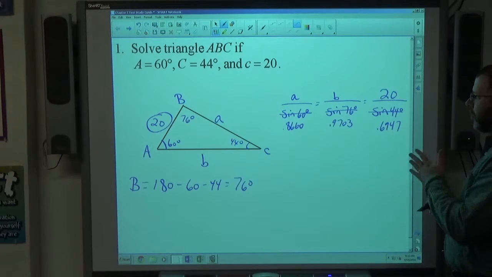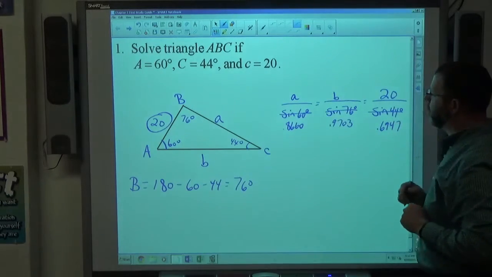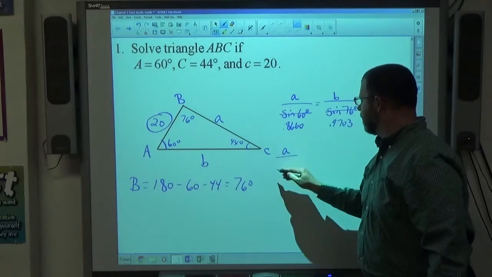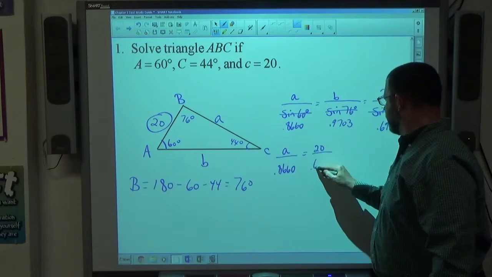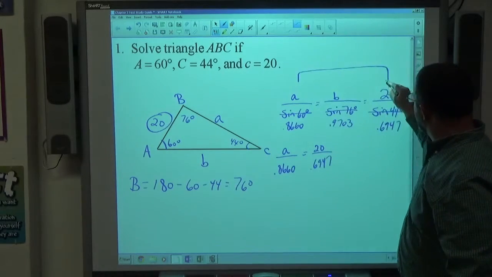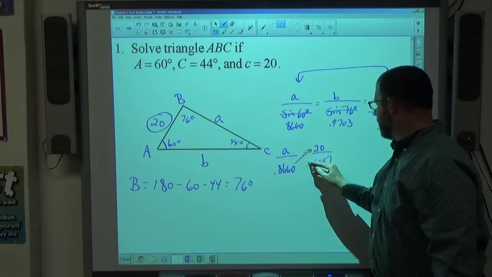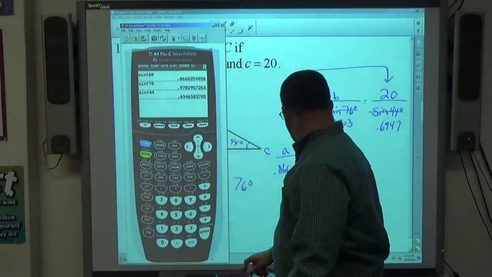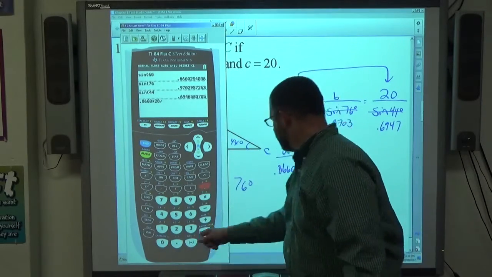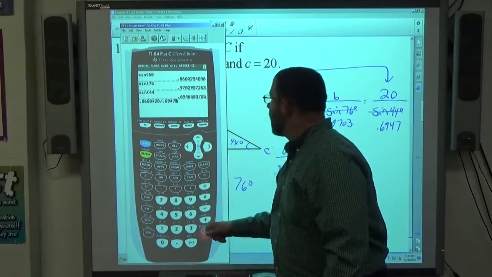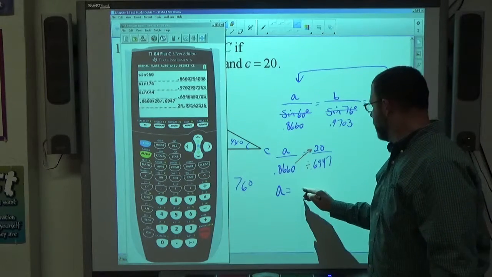So just like that, I've got two proportions, this one here and this one here. I can find A and I can find B with those proportions. So if I start out with A over 0.8660 is equal to 20 over 0.6947, taking these two fractions set equal to each other, all I've got to do is cross multiply. I'm going to multiply these and divide by that. So I'm going to get 0.8660 times 20 divided by 0.6947. I like to round to two decimal places, so A is going to equal about 24.93.